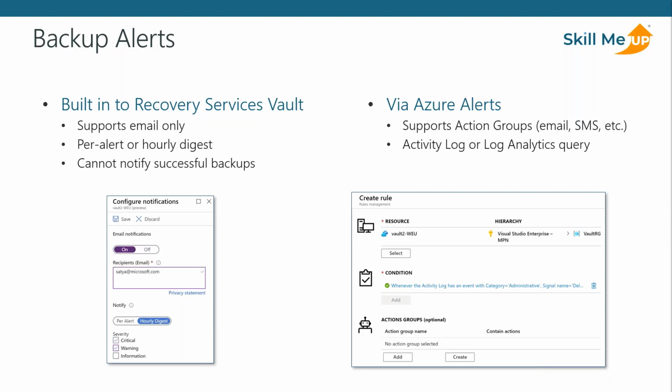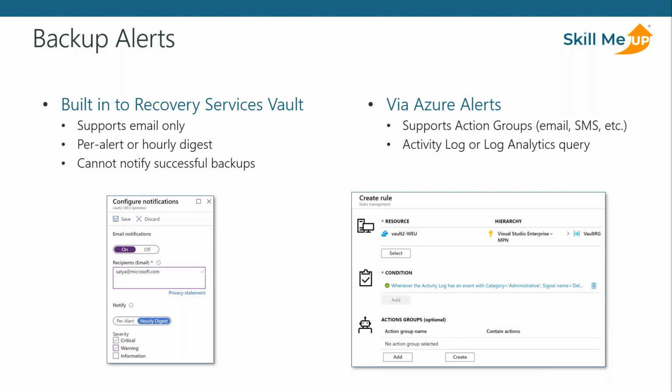And you can also get alerts through the Azure Alert Service, which of course means you have action group support, so you can get SMS messages, email, send it to various groups of people, the full workflow that comes with action groups. And those can be from the activity log, which could be things like deleting a backup vault. You might want to get an alert if someone deletes a backup vault.